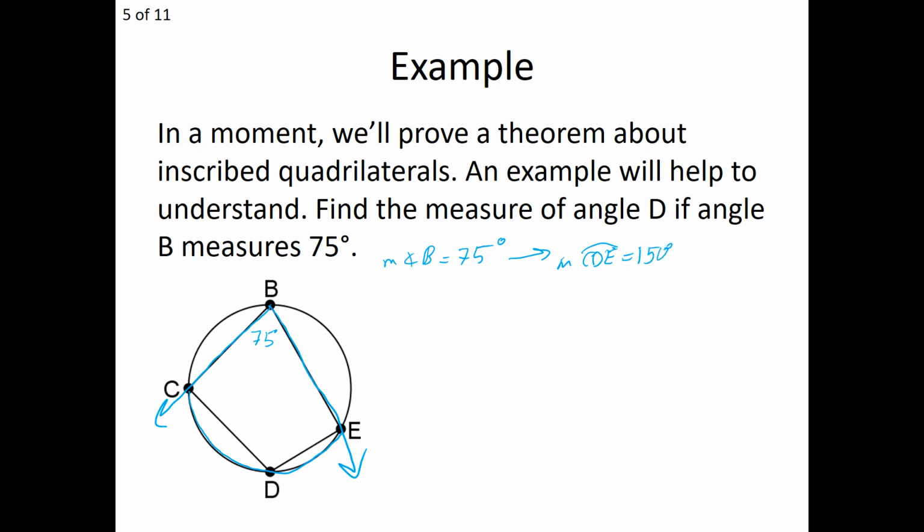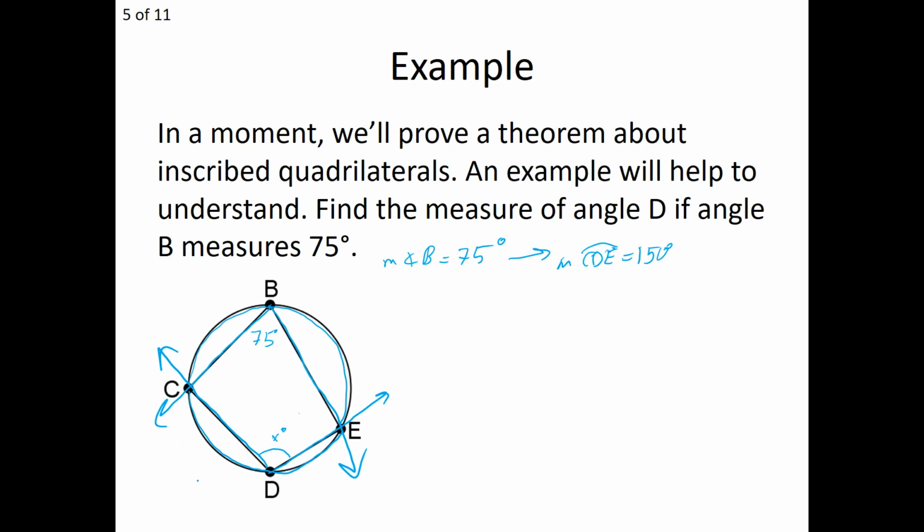Now, we're looking for angle D. Let's do some investigation with angle D. We're trying to figure out the measure of angle D. Angle D's sides are cutting out from point E and from point C as well, and that means it's cutting the arc CBE. Now, here's an interesting thing that might unfold.